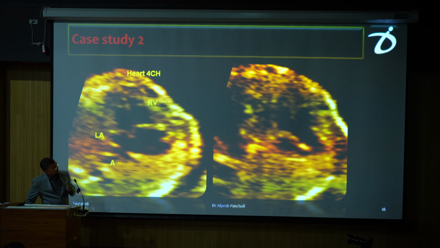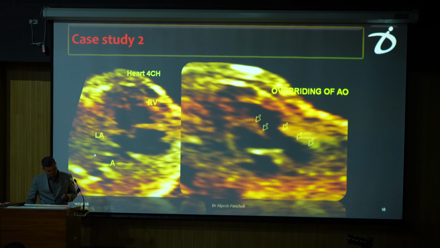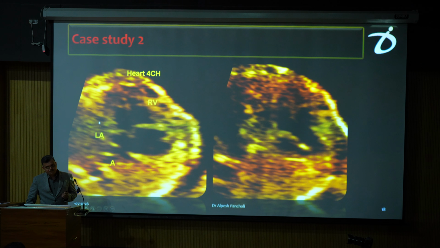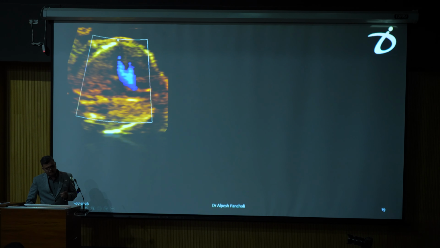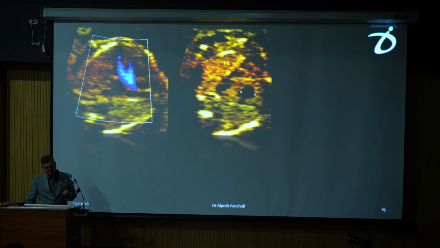So coming to case number 2, this is a very old case, so sorry for the images. Here also there is a left axis deviation, normal 4-chamber view. On the 5-chamber view we can see there is an overriding of aorta. Okay, so there is no septo-aortic continuity, but you can see the mitral and aortic continuity is there. So we are not dealing with, I will come to that later. So here the color Doppler is depicting the same.